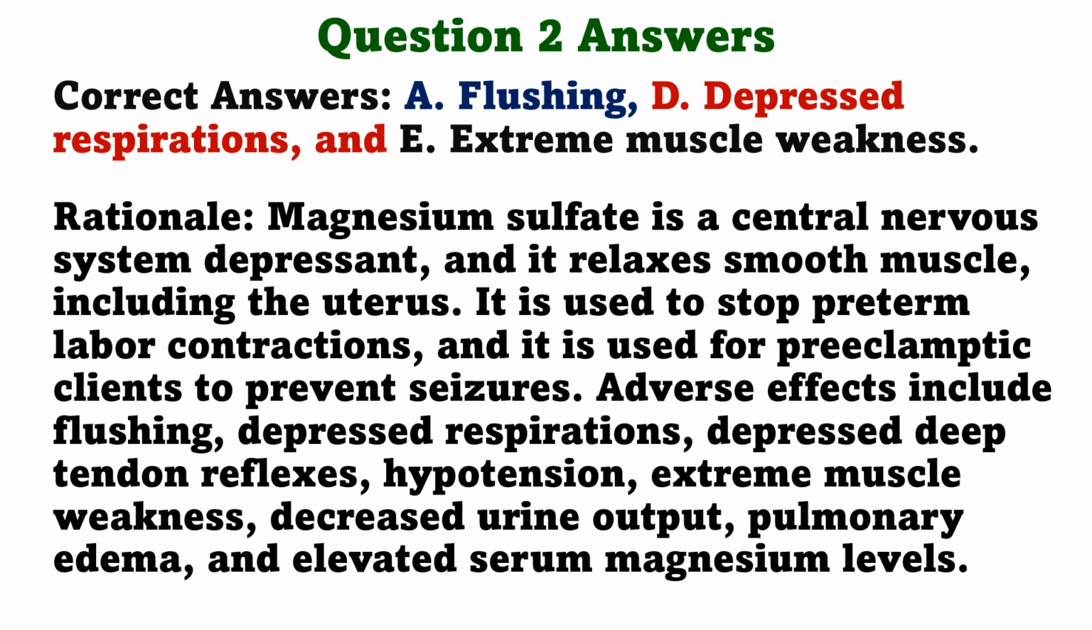The correct answers are A. Flushing, D. Depressed respirations, and E. Extreme muscle weakness. Rationale: magnesium sulfate is a central nervous system depressant, and it relaxes smooth muscle, including the uterus. It is used to stop preterm labor contractions, and it is used for preeclamptic clients to prevent seizures. Adverse effects include flushing, depressed respirations, depressed deep tendon reflexes, hypotension, extreme muscle weakness, decreased urine output, pulmonary edema, and elevated serum magnesium levels.